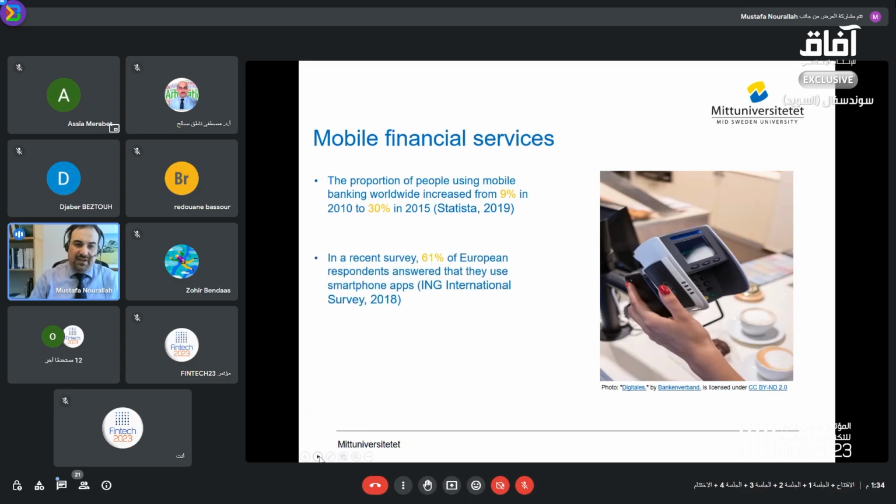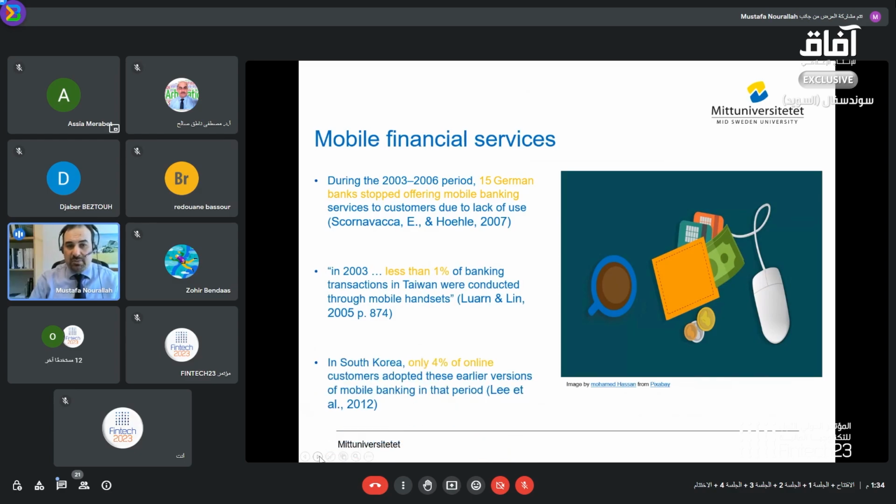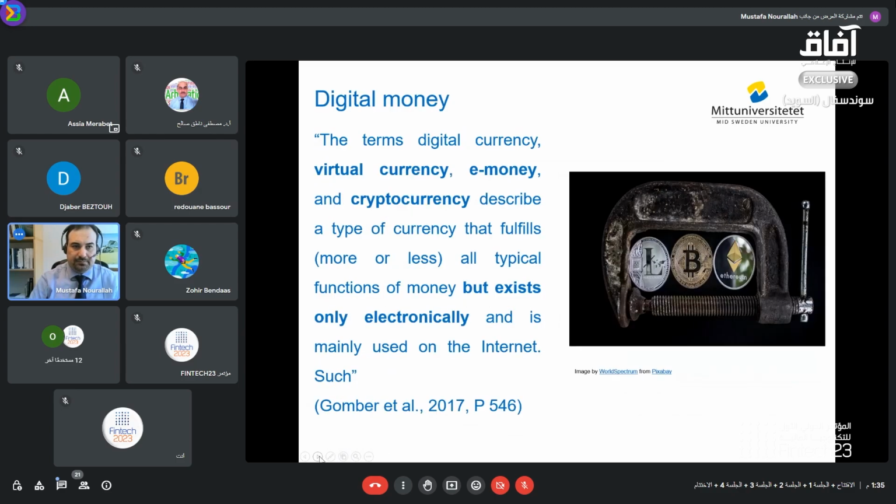I should mention briefly that today a lot of people are using mobile banking, but at the beginning it was not so nice. In Germany, between 2003 and 2006, 15 German banks stopped mobile banking due to the lack of use. In Taiwan, for example, in 2003, less than 1% of people used mobile transactions.